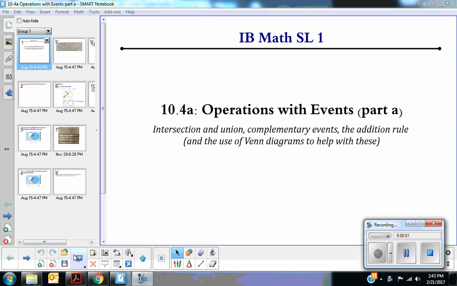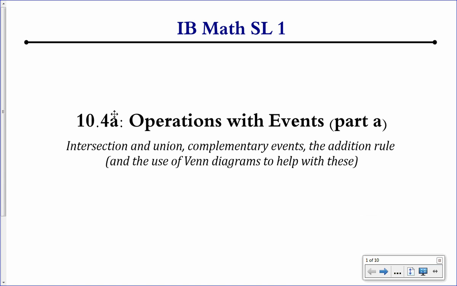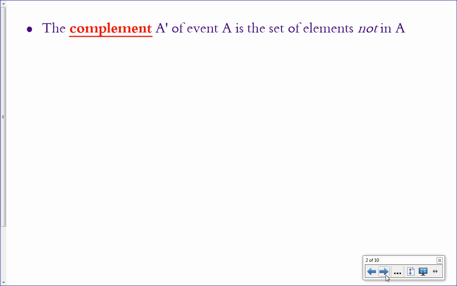Okay, in this video we're talking about the beginning of operations with events, so doing all kinds of different ways to combine probability. First we want to define some set vocabulary that you might not have seen in a while. The word complement, which we've seen recently: the complement A prime of event A is going to be the set of elements not in A, but still within the sample space of the experiment.